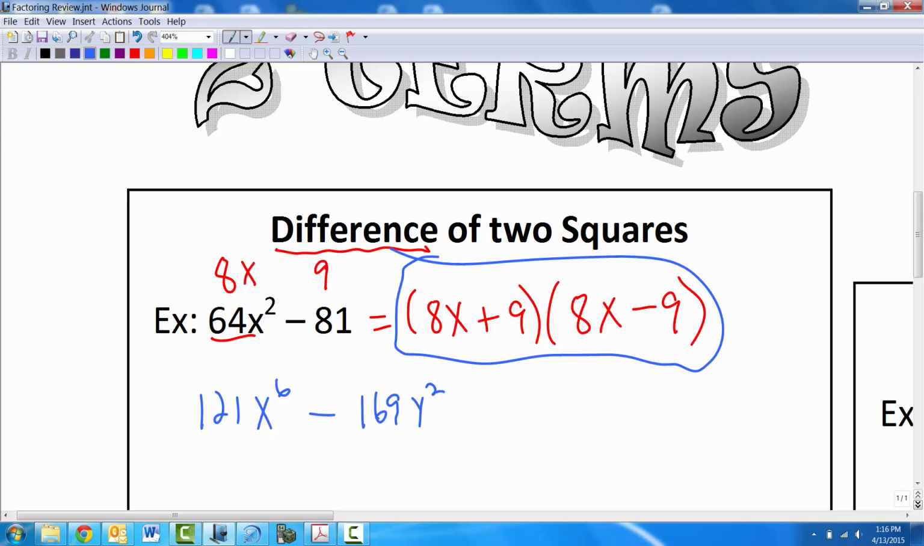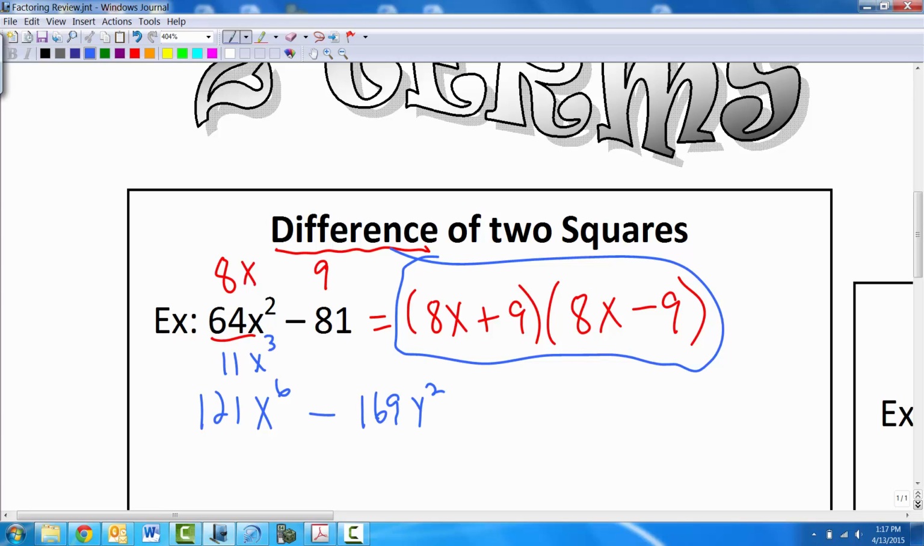This is a difference of, well, is it 2 perfect squares? What's the perfect square of 121? 11. But wait a minute. It's x to the 6th. What's the perfect square of x to the 6th? What times what equals x to the 6th? X to the 3rd. He's right.